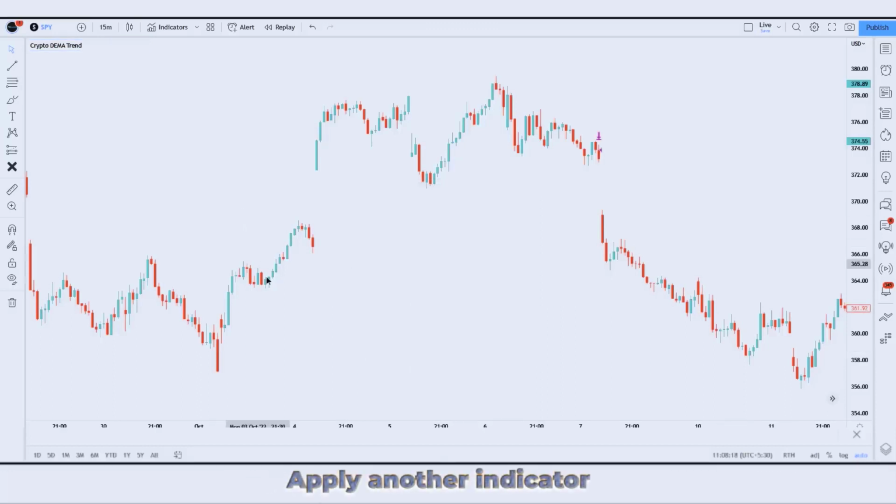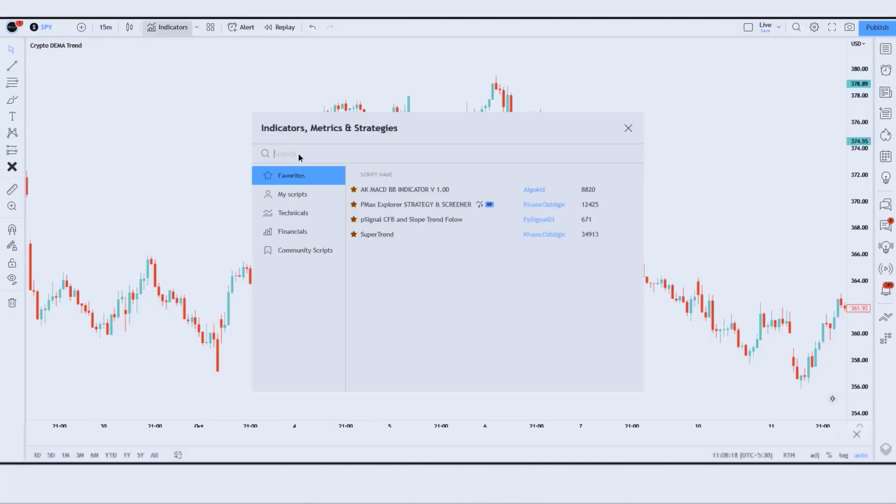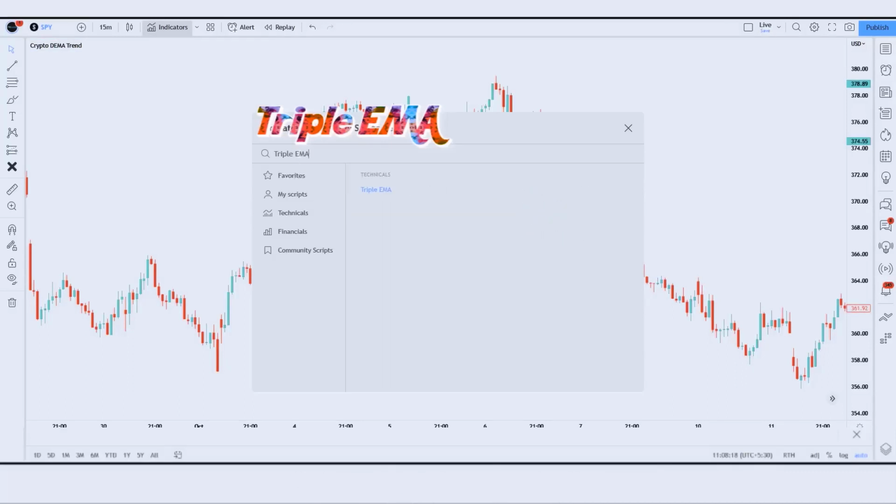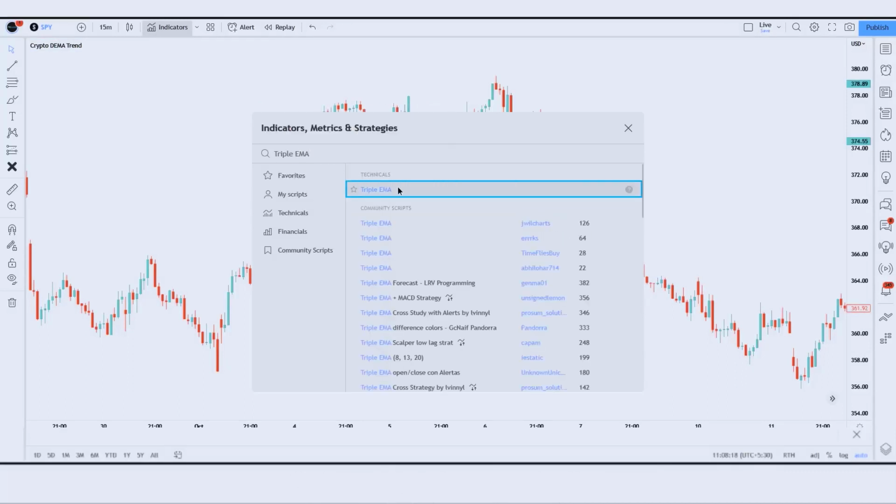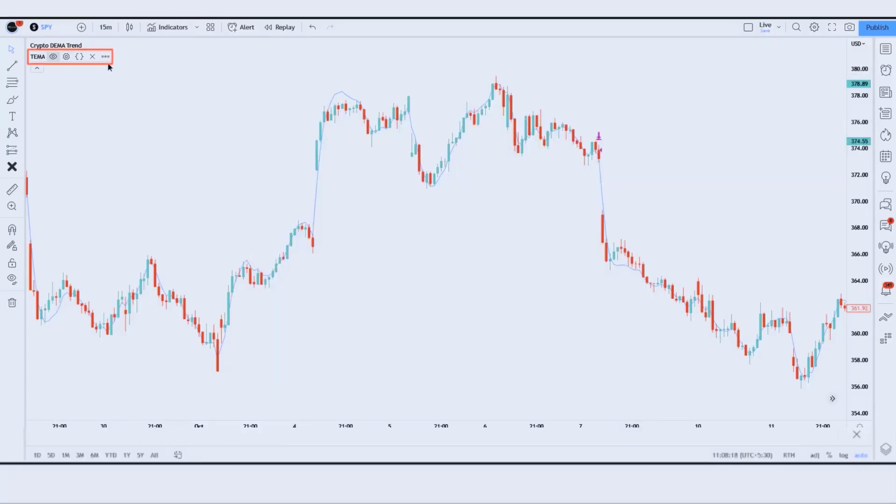After that, we have to apply another indicator on the chart. We will search for the triple EMA indicator in the search box of TradingView. After that, we have to click on the triple EMA indicator option, in which we have to change some settings. We have to replace fast length 76 with 9.